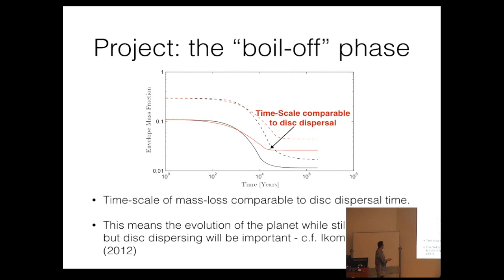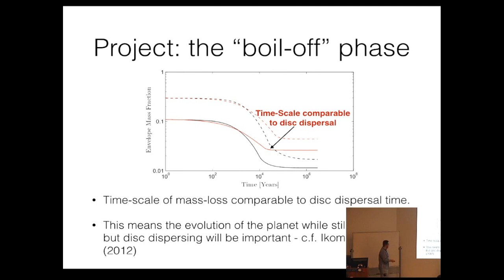Those clever among you will have noticed, when I showed this plot of the mass fraction as a function of time, that the time scale over which this mass loss occurs is not long compared to the disk dispersal time; it's actually comparable to the disk dispersal time. So this means the assumption of just taking a planet, removing the disk, and then letting it evolve, launching this wind, is not quite true. The physics that occurs while the disk is going away is going to be important.